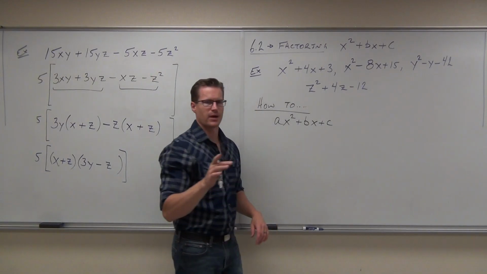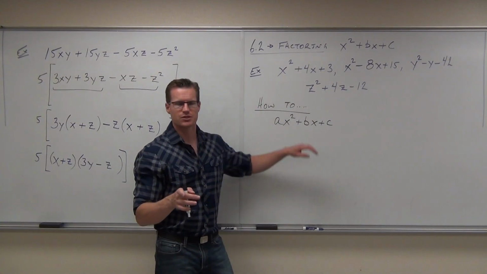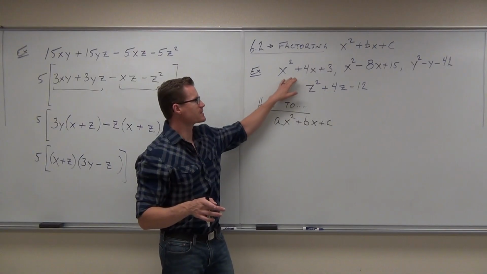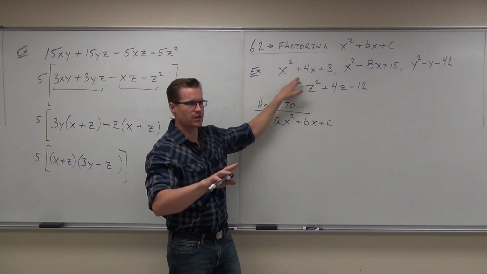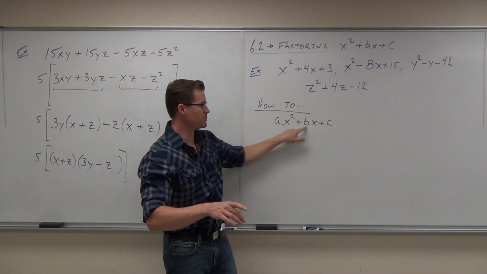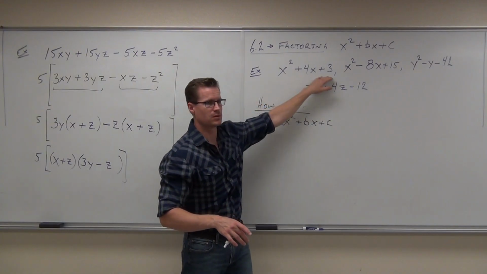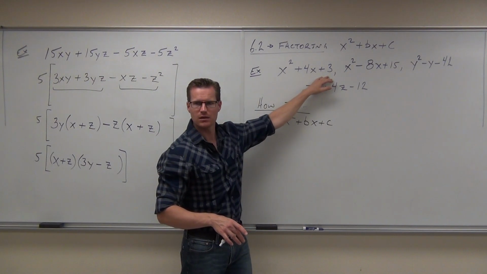Maybe I better practice just what they do. Let's look at the first example right up here. What is the b here? 4. No, it doesn't go with any variables, it's just the number. Just notice how it says bx. So what's the b? 4. Good. What's the c? 3. What's the a? 1. Good, there's a 1 there.